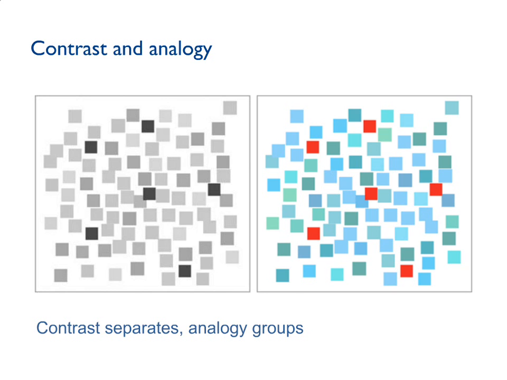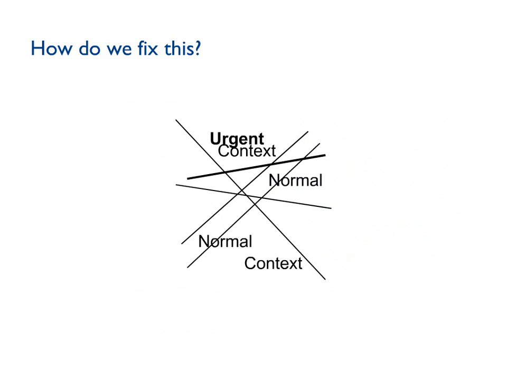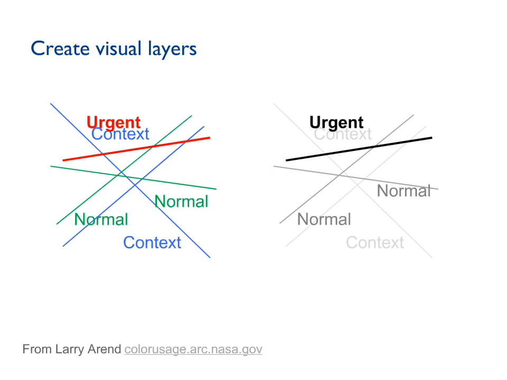So how do we fix this? Here we have a tangle of information all overlaid on one another. It's tempting to try to color it, to use color contrast to pull apart the 3 layers of information. But as you can see from this slide, lightness is what will really pull apart this information into visual layers.